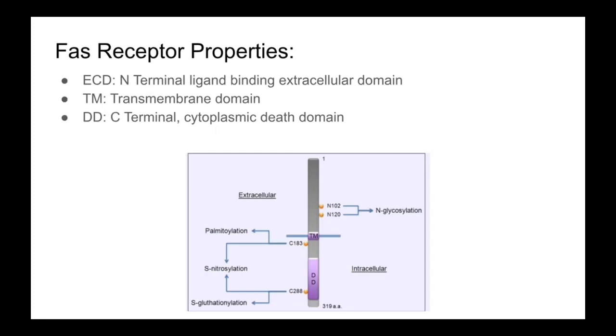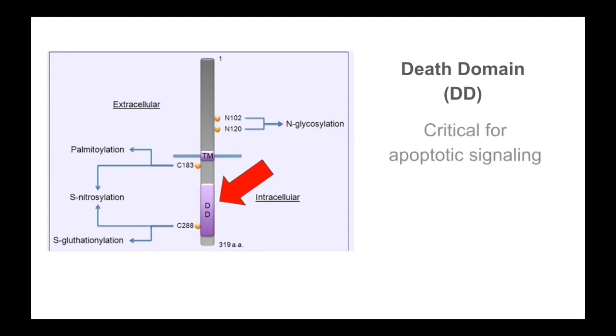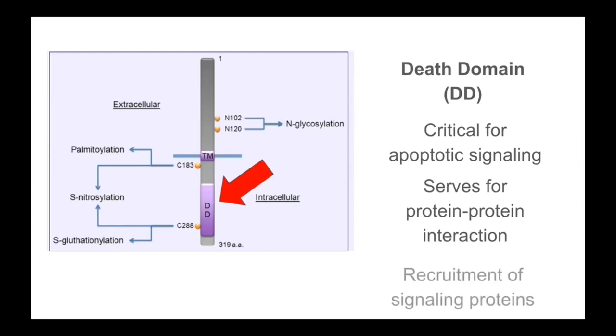The receptor is composed of three cysteine-rich domains: the N-terminal ligand-binding extracellular domain, the transmembrane domain, and the C-terminal cytoplasmic death domain, which we will focus on. The death domain is critical for apoptotic signaling. It serves for protein-protein interactions, and it allows for recruitment of signaling proteins.